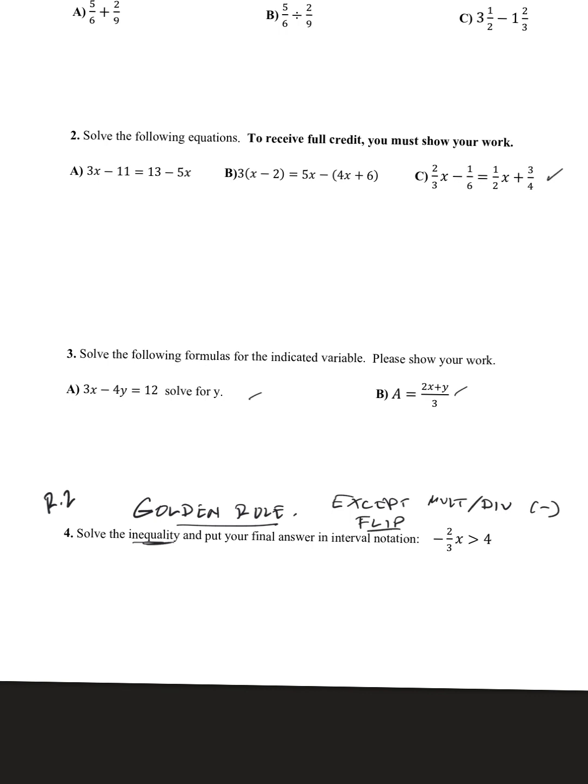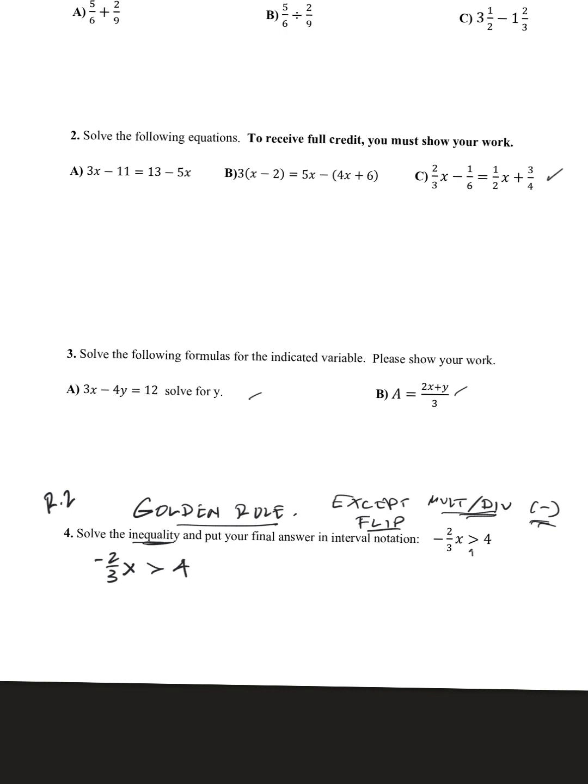Otherwise, everything is the same, all right? So that's the good news here. So we're going to keep on doing what we've been doing. And then if I ever in my work multiply or divide by a negative, we've got to take the inequality and flip it around. So let me rewrite the inequality over here. So we have negative 2/3 x is greater than 4, all right?